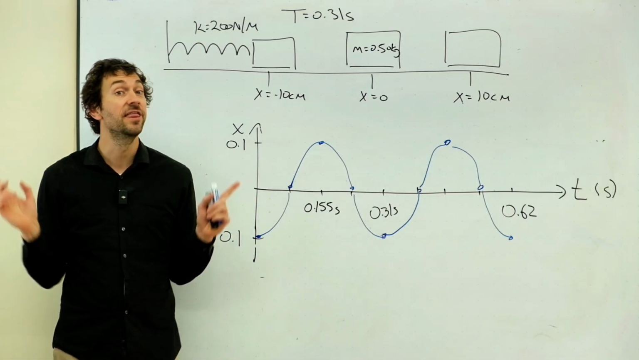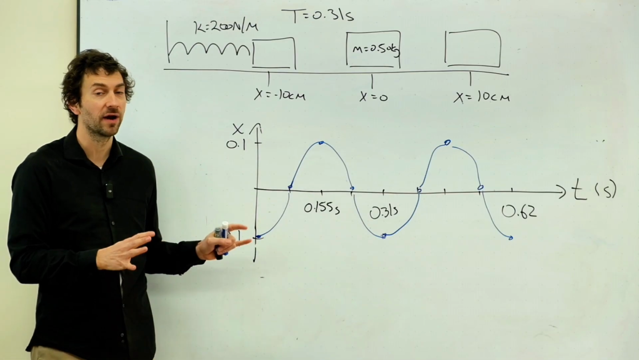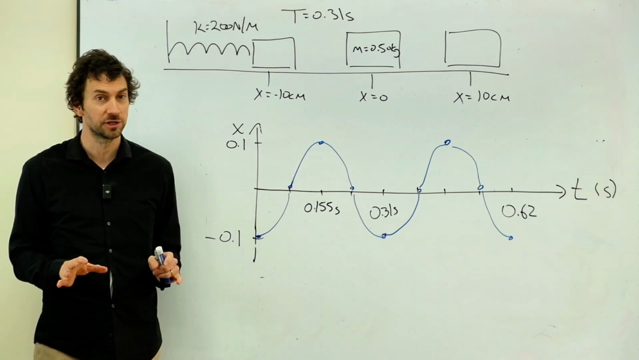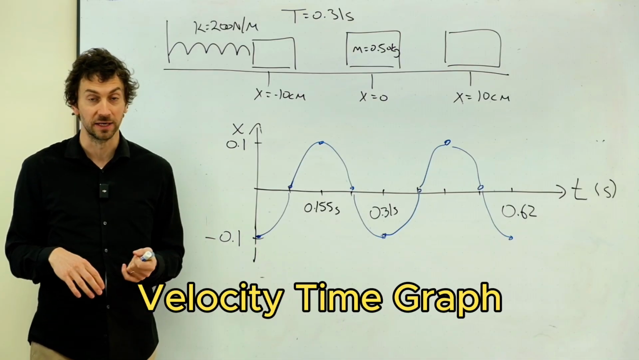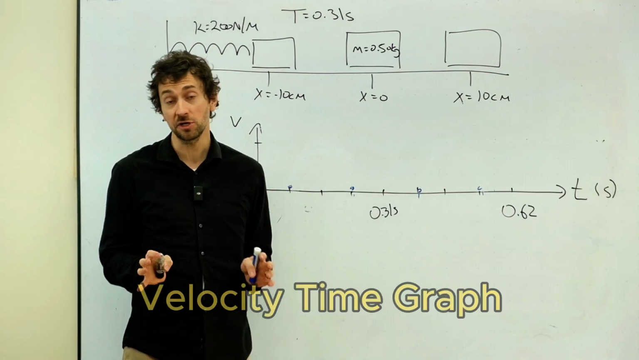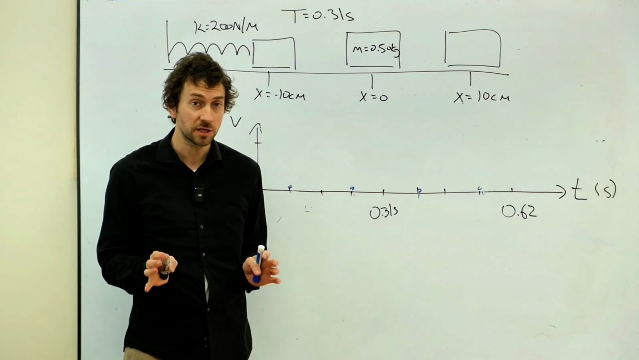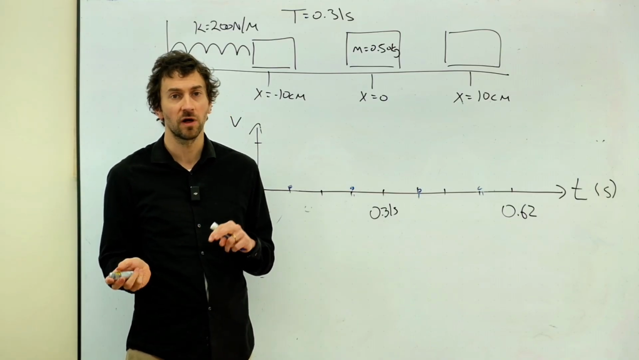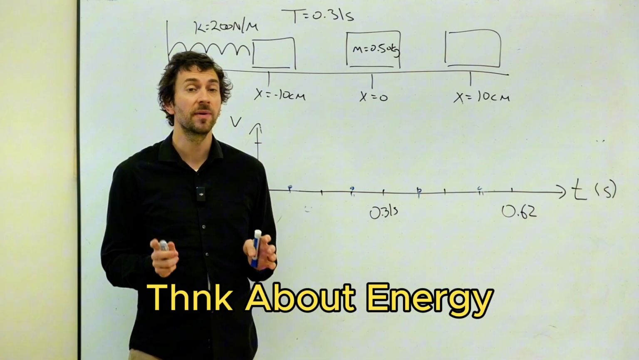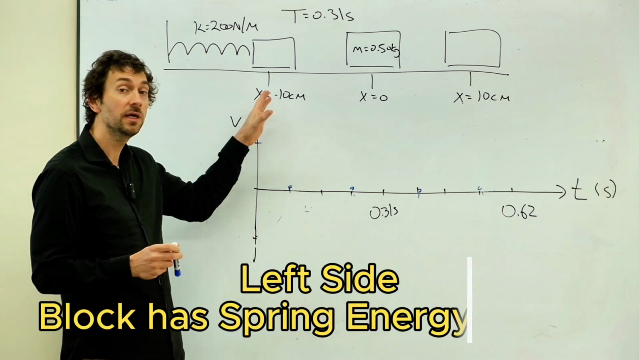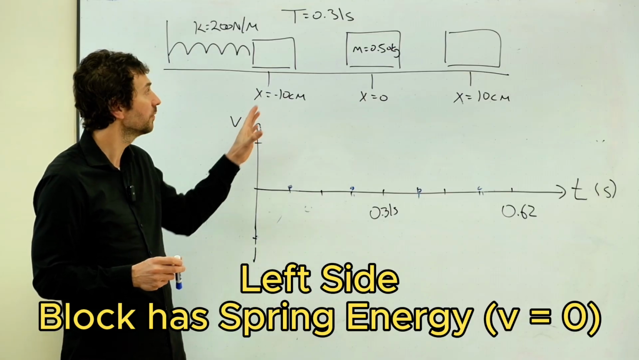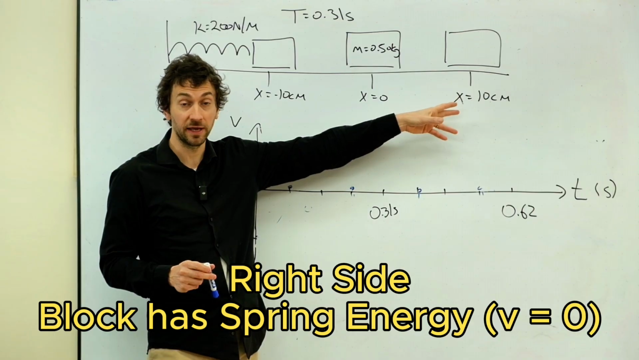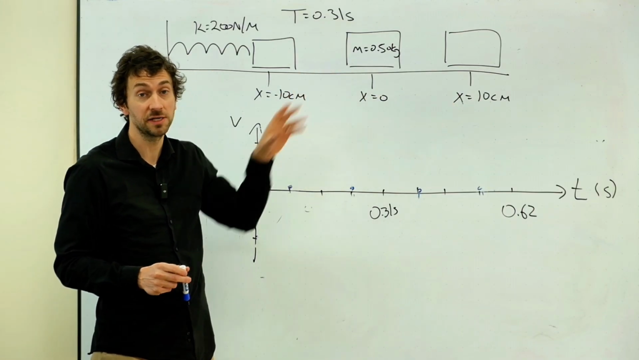But wait, there's more. This kind of graph can also represent velocity and acceleration. This is where it gets kind of cool and a little bit exciting. Instead of thinking about the position of the block, now let's think about the velocity. Where does this block have big velocity or no velocity? What we want to think about is the energy. Remember, over here, the block has spring energy. Here it has kinetic energy, and here it has spring energy again, and here it has velocity again.